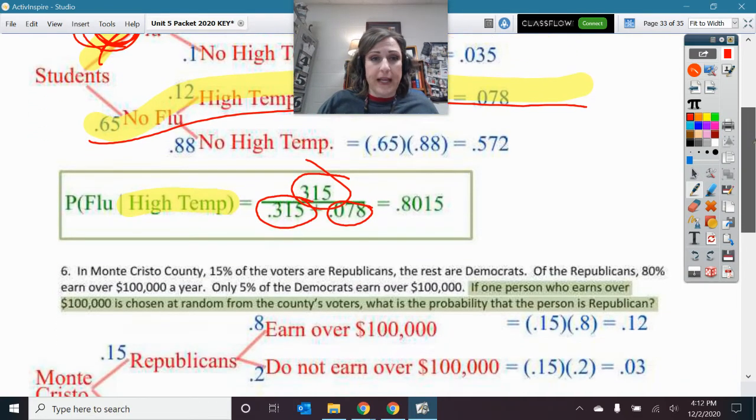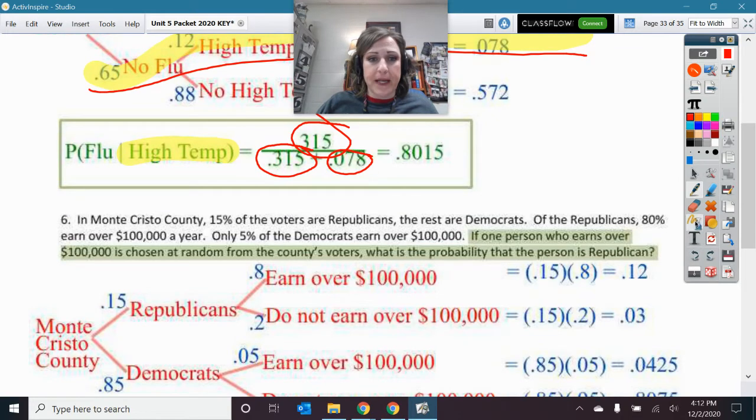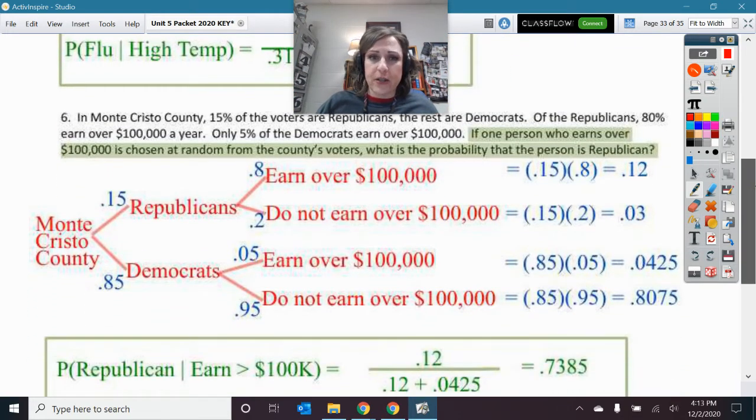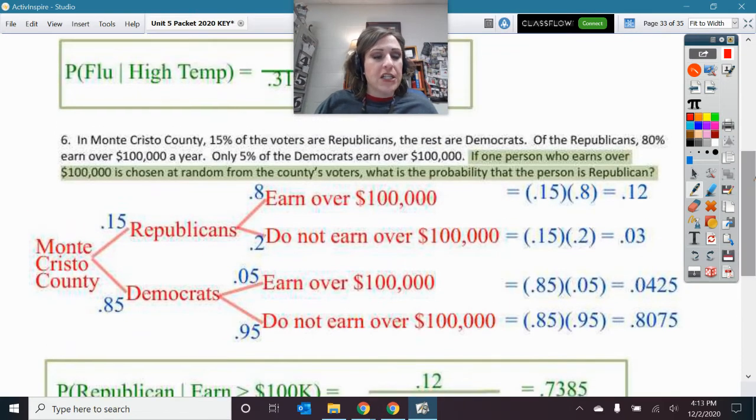So we certainly could apply that to a lot of our statistics happening with our COVID investigations, and checking your temperature before you come to school and so on. So here again, what we notice is that the rate at which you earn over $100,000 is different based on if you're a Democrat or a Republican. So that's our conditional. We have two different conditional rates at which you earn over $100,000 in a year.